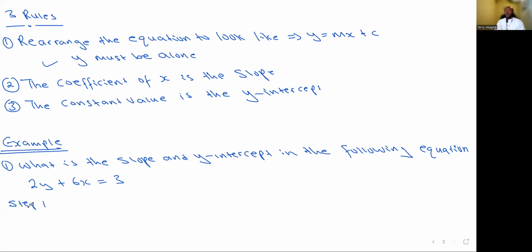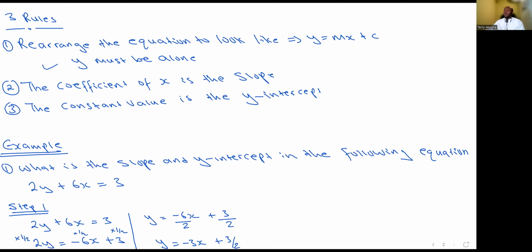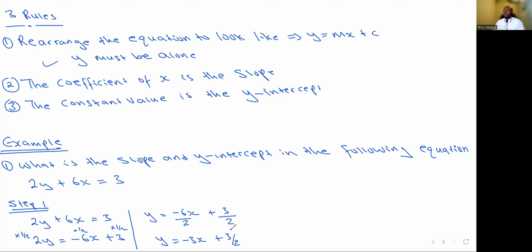So let's go. Step 1, we have 2y plus 6x is equal to 3. I'll take 6x to the other side. So it's going to give me 2y is equal to minus 6x plus 3. Are you seeing it? Then, remember, y must be alone, so I'll multiply both sides by 1 over 2. It's going to give me y is equal to minus 6x over 2 plus 3 over 2. Then y will be equal to minus 3x plus 3 over 2.